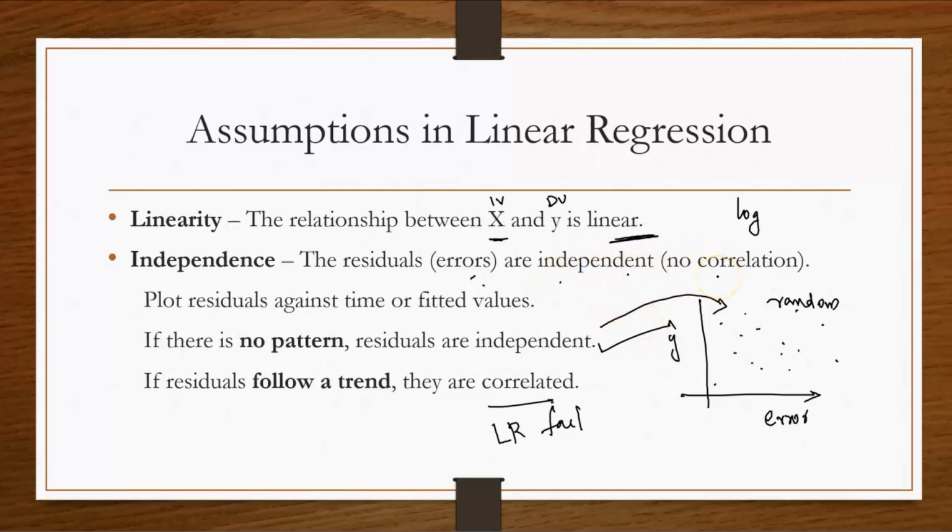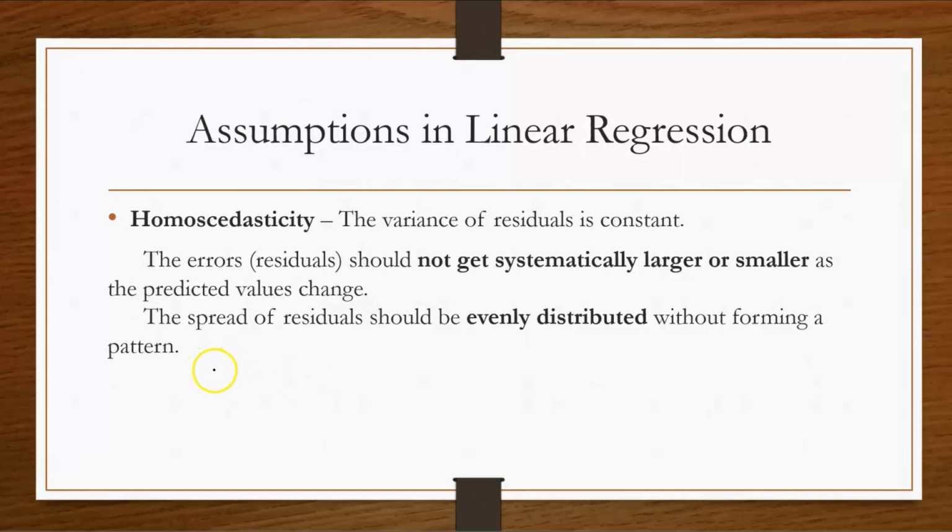There is no correlation among the error values. The next important assumption in linear regression is homoscedasticity, that is, the variance of residuals is constant. So we can just visualize it from this graph. If you are plotting a graph between the predicted value and the error or the residual, we can see the errors should not get systematically larger or smaller as the predicted value changes. As y predicted increases, the error should not change to a much higher or lower extent. That is, the error should approximately remain constant. The variance of residuals should be constant.